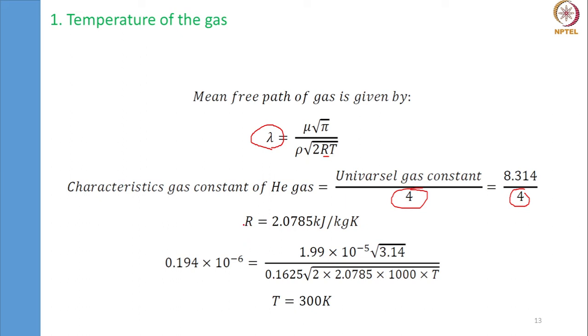So once we plug these values in this formula, we have the dynamic viscosity given, and rho of helium at this temperature is also known. The characteristic gas constant is found out, and this is for the dimensional homogeneity, and this is the temperature that we are looking for. So once you plug these values, we get a temperature of 300.